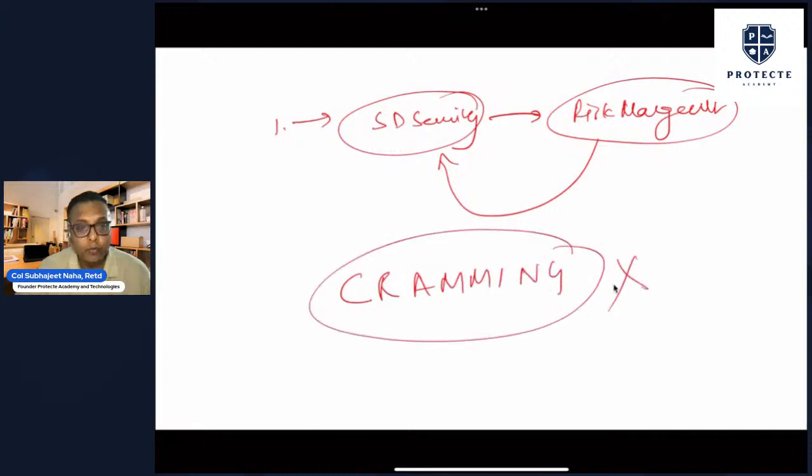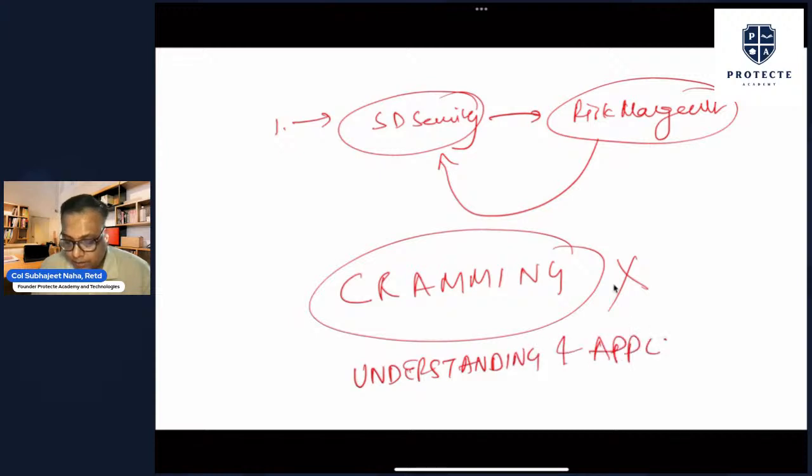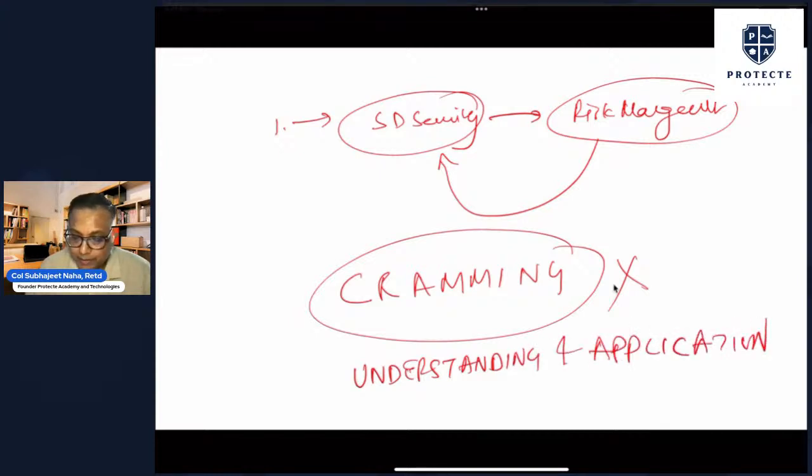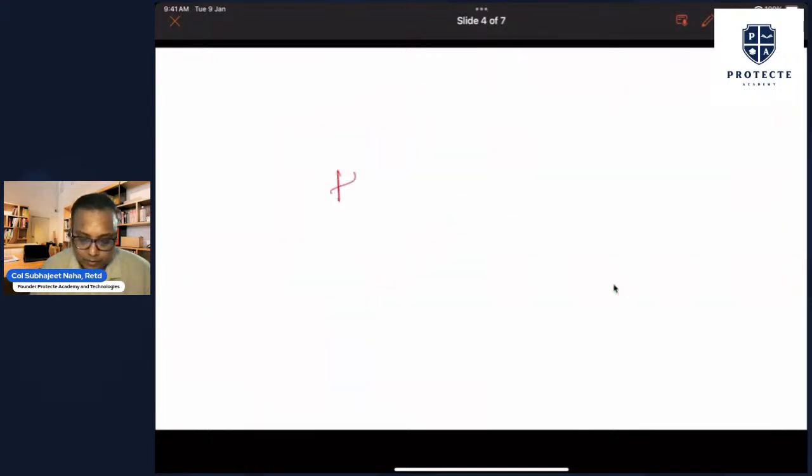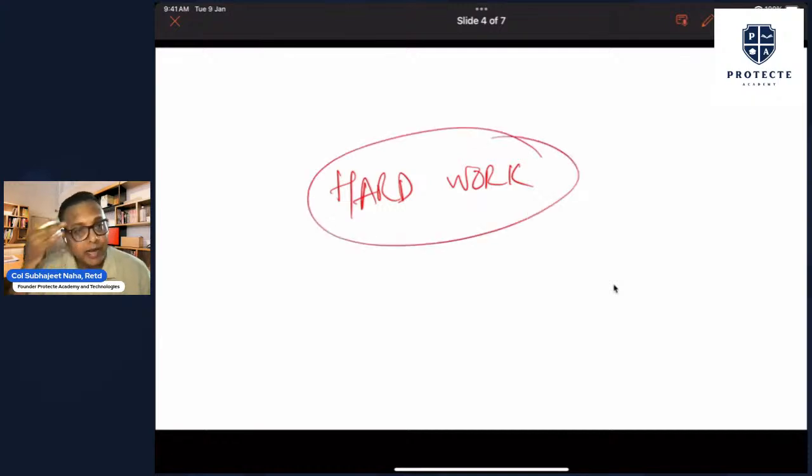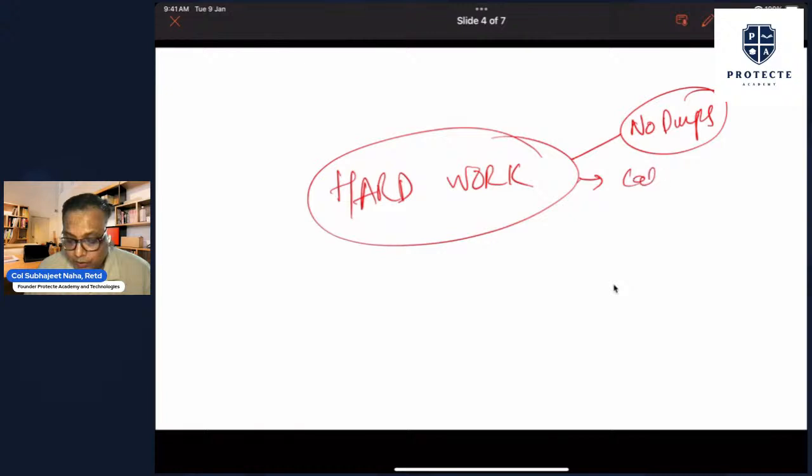Cramming is a complete no-no for CISSP. Understanding and application is what is required. And that's why this exam cannot be cleared without hard work. This one certification, I can vouch for it. There are no dumps available. Anybody tells you there are dumps, sorry, no, it doesn't have dumps. This exam focuses on catching your weakness. So you have to clear all your weak areas.